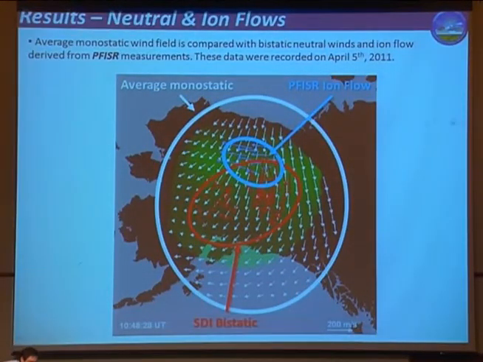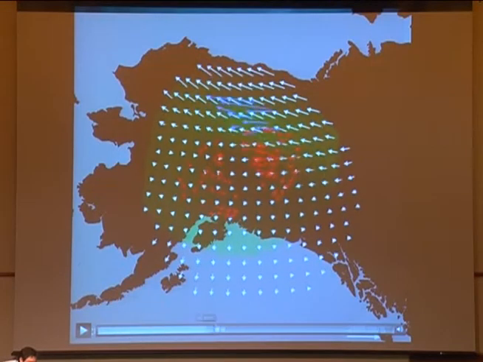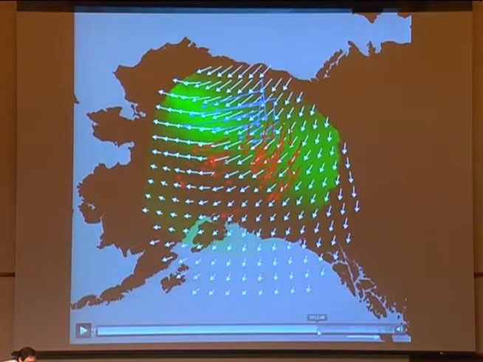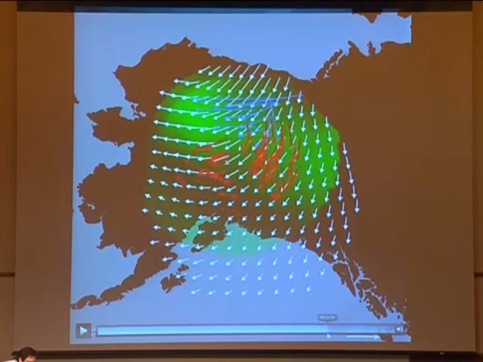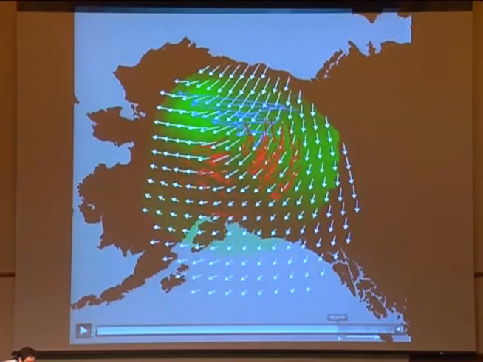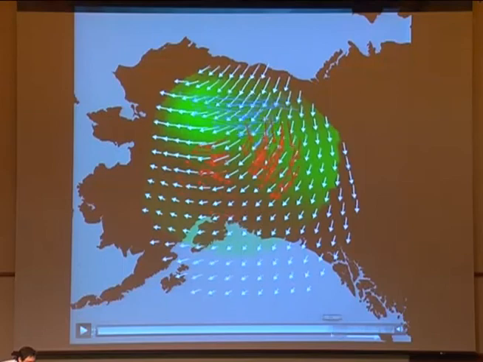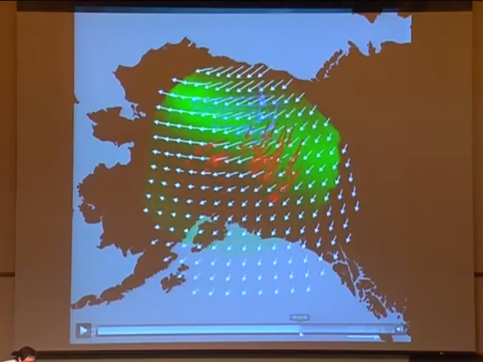There's a period there where, and I'll flick through it, the neutrals turn sort of southward and the ions turn to follow, but then they turn back again. So I'm sort of flicking through that now. So here we turn southward and then the ions go back. So they respond sort of in lockstep for a bit there, and then the ions go back to doing their own thing.